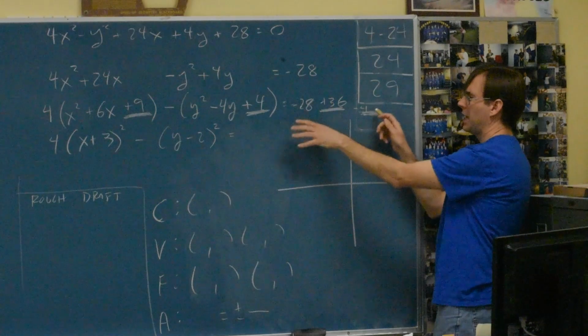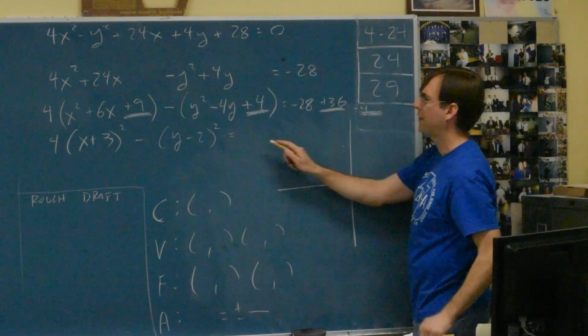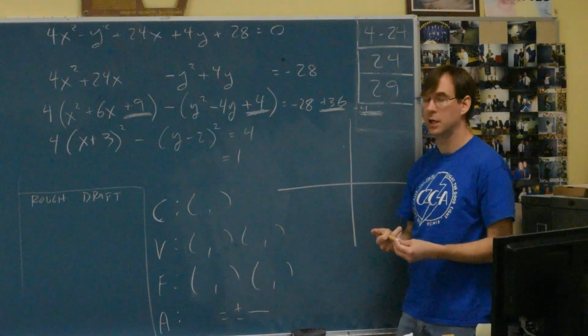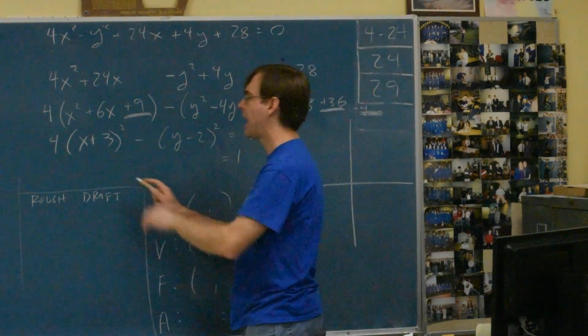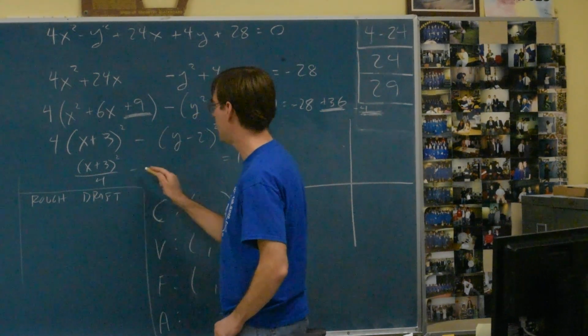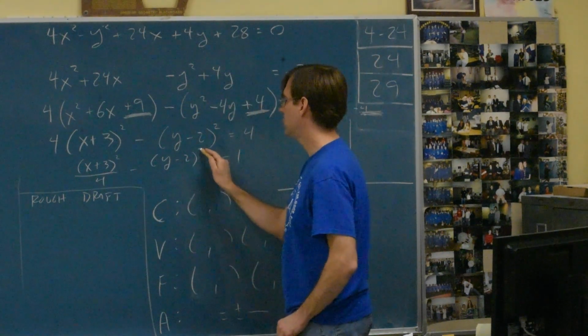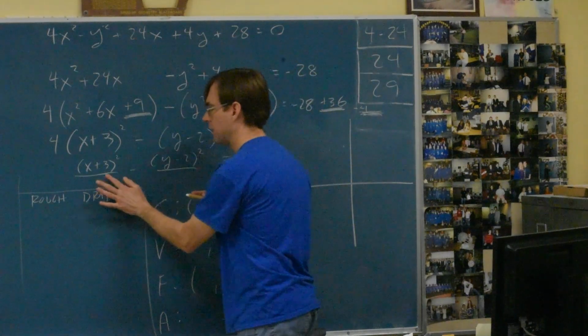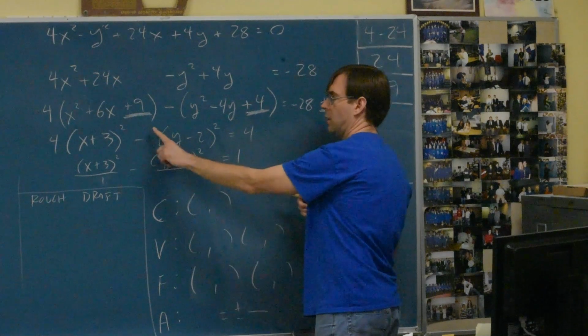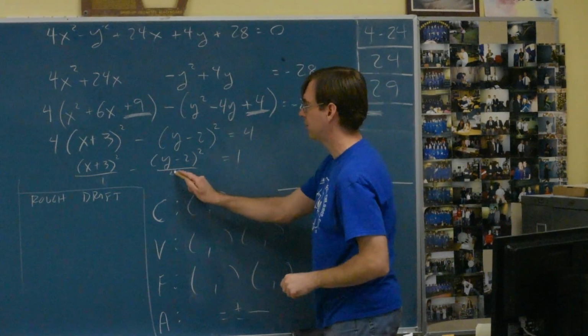Add up negative 28, negative 4, positive 36, add that all up, it's 4, and we're almost done. We're not done until it equals 1. So I'm going to have to divide everything by 4. The x plus 3 squared is over 4. The y minus 2 squared, oh, that's a lie, is over 1. Because if 4 divides into 4, that's 1. When this 1 divides by 4, that's a 4 on the bottom.